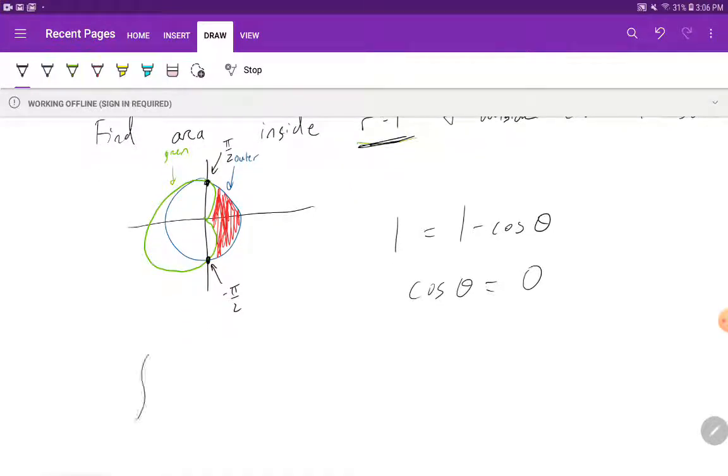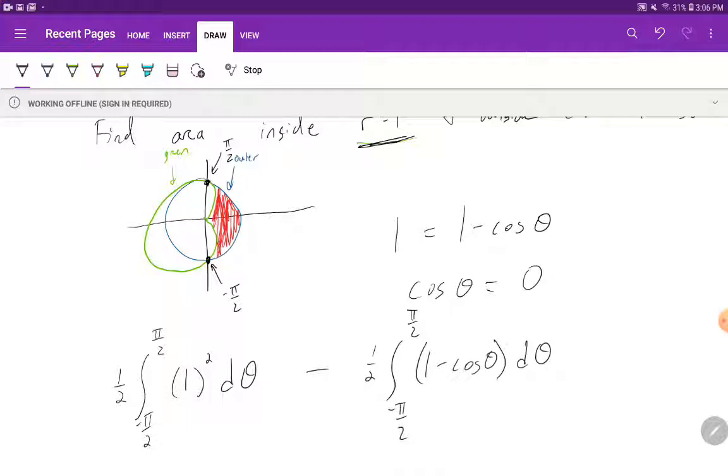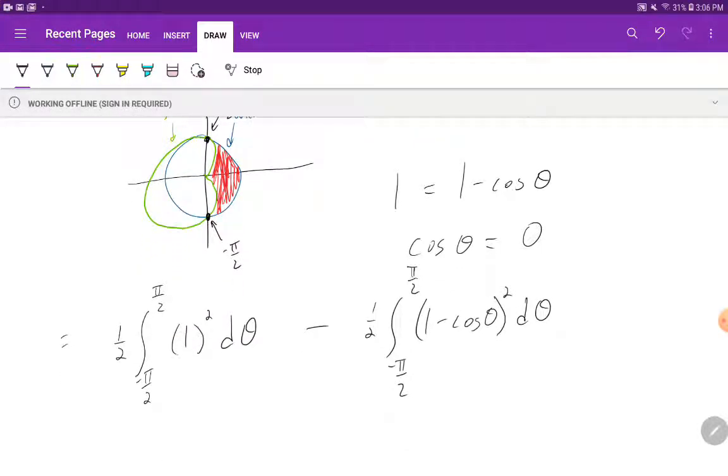Now we do our setup: the integral from negative pi over 2 to pi over 2 of 1/2, can't forget that, times the outer function, which is 1 squared, minus the inner function from the same bounds, which is the cardioid, 1 minus cosine theta, squared, d theta. And that's it. That's as far as I'm going to go just because this video is so long. You can do the rest on your own if you want to.